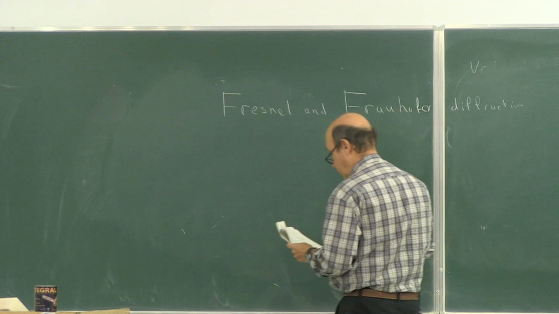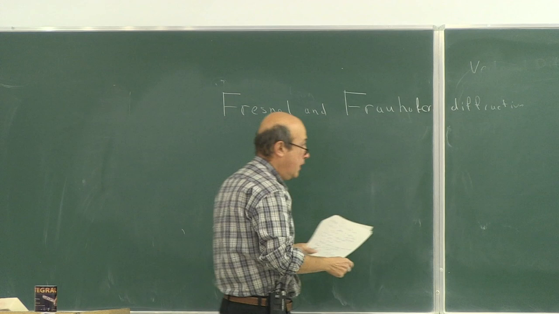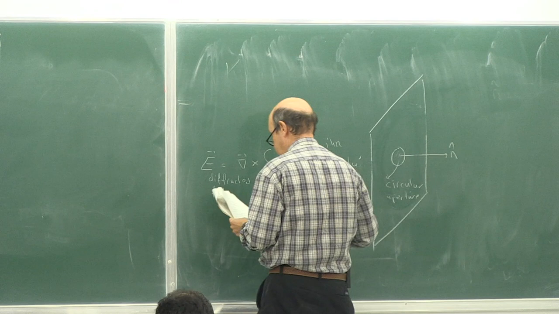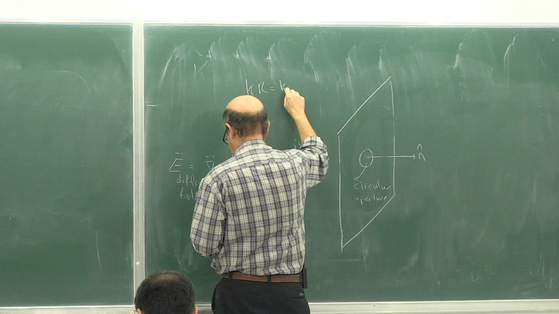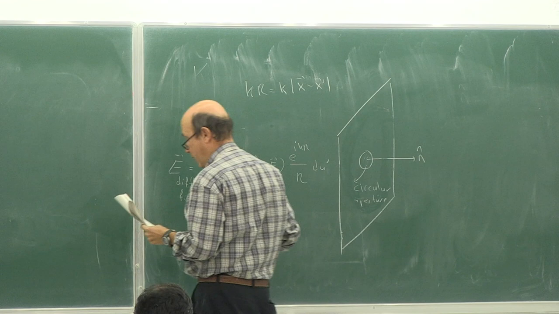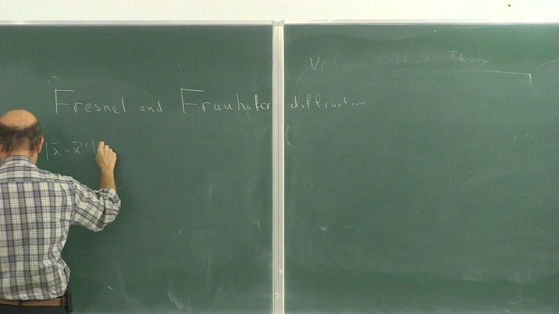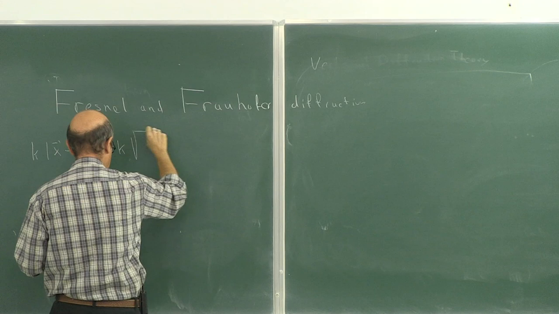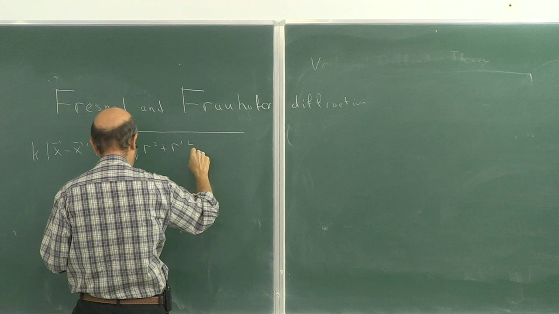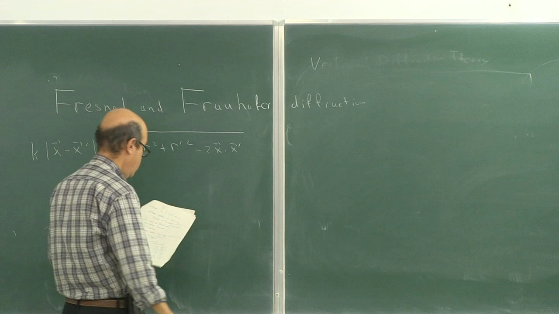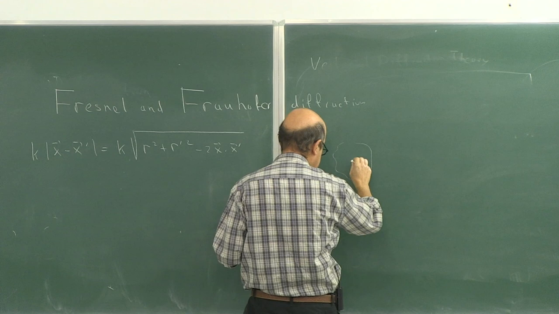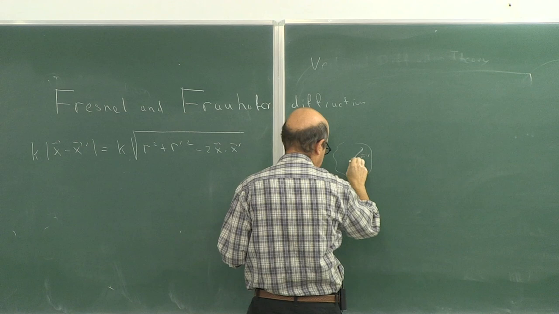If you think about the R terms, that is x minus x prime, k times the magnitude of x minus x prime. If you write this in an open form, k|x - x'| is nothing but k times the square root of r squared plus r prime squared minus 2 x dot x prime. So what is x prime, r prime? Basically, if you have an opening, a hole, you can represent this as r prime, and r is the point of interest.